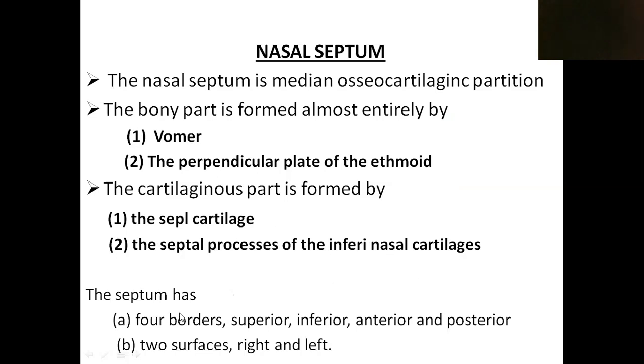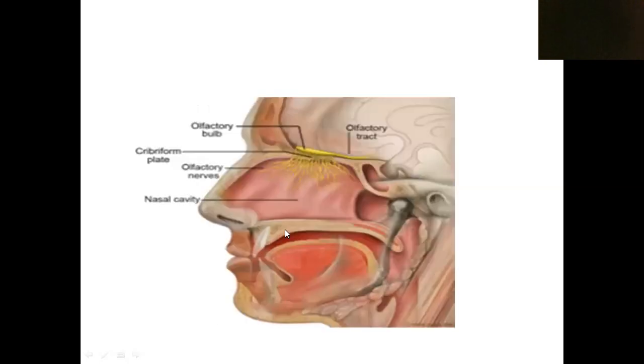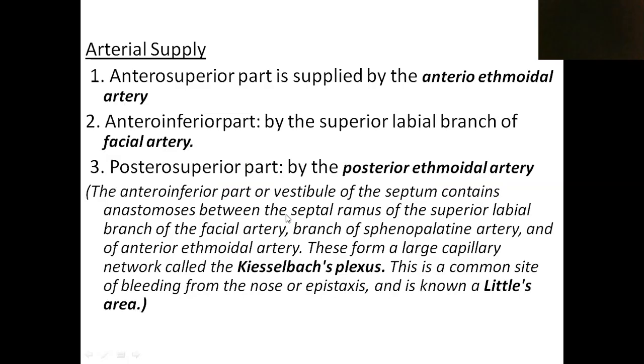Then what are the features? It has two surfaces and four borders. What are the four borders? Upper border, lower border, posterior border, anterior border. Then two surfaces, right and left. Here we can see only the left surface. Now the arterial supply.